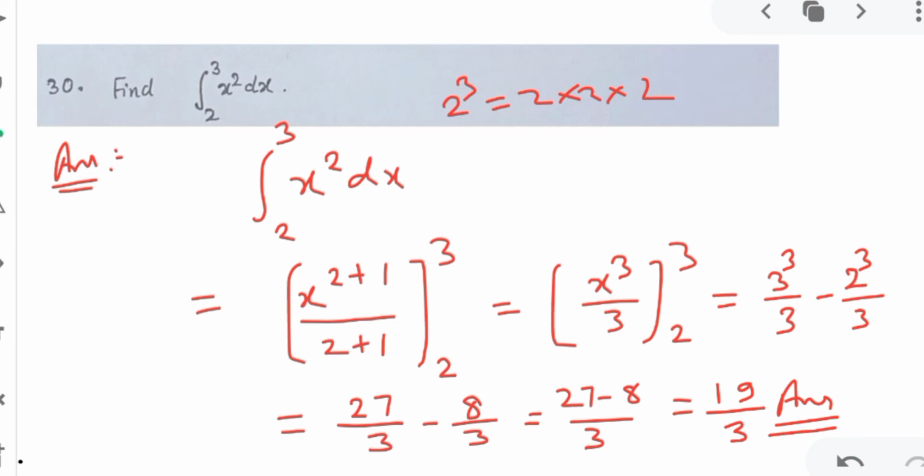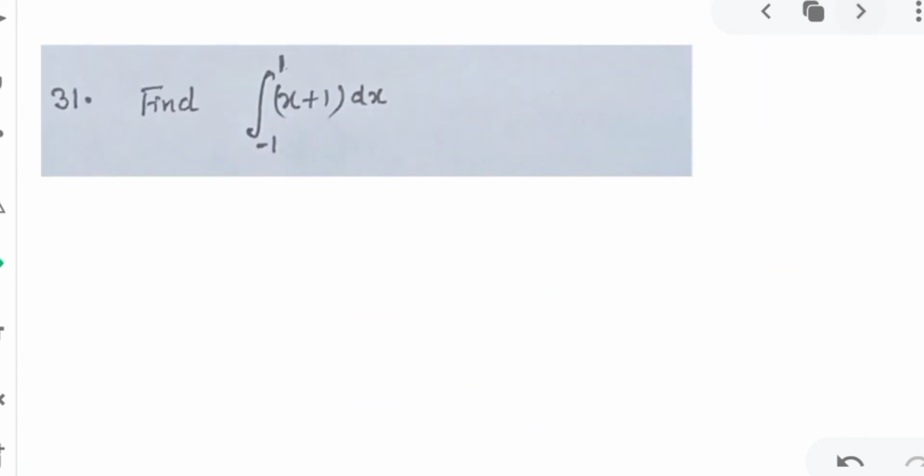So I hope you understood. It is a very easy question. Correct? Okay, so now we are moving to the next question. The next question is question number 31. What is the question? We have to find the integration of x plus 1 dx where the lower limit is minus 1, upper limit is 1.